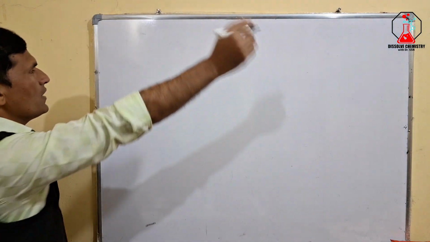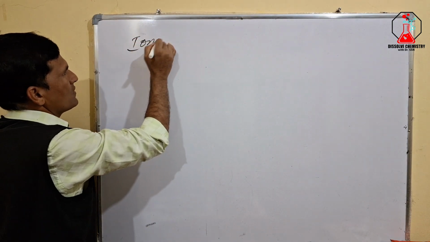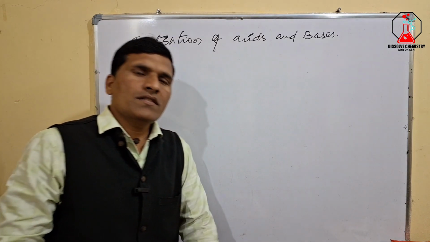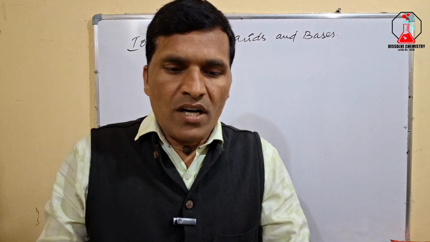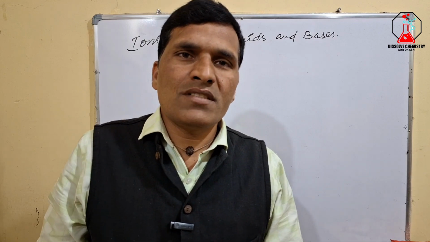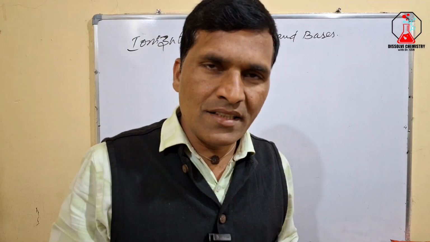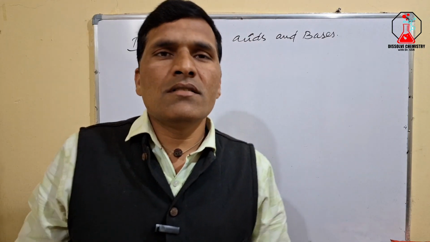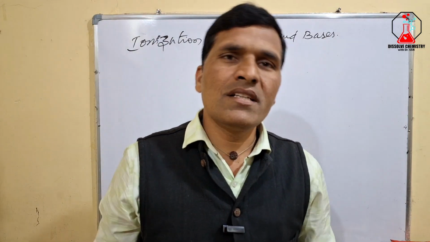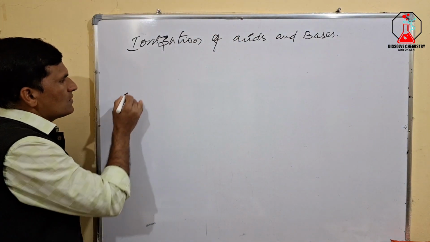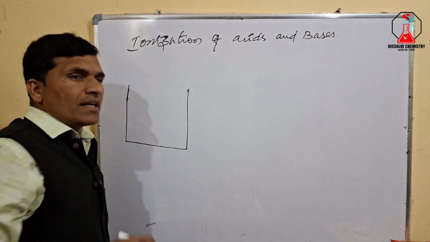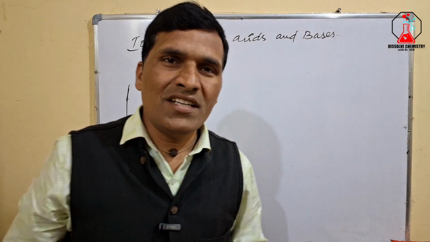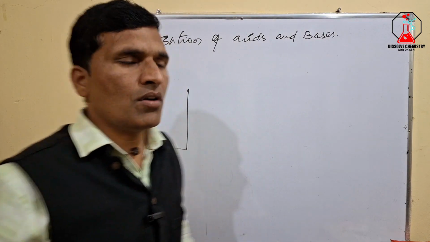So first one is ionization of acids and bases. According to Arrhenius theory, any compound which upon dissolution in water furnishes H plus ions, we called as acid, and any compound which upon dissolution in water gives OH minus, we called as base. Now the thing is, if you dissolve in water, to what extent it is giving H plus ions, based on that we call them.